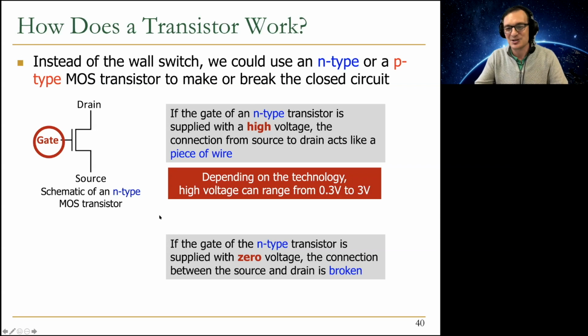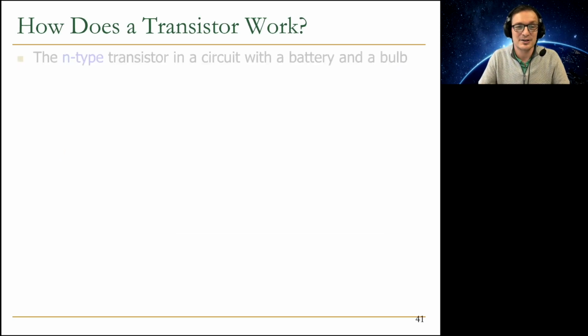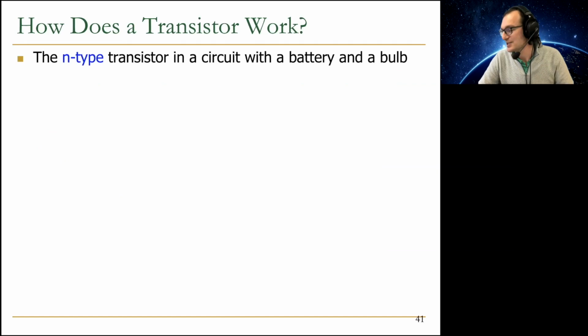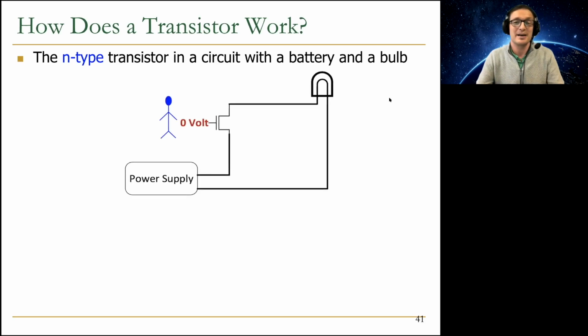Okay, and today is actually a very, very exciting time to see many different types of transistors. So that's it. Let's take a look at how this operates. Hopefully it's already clear, but let's take a look at how this transistor operates in our little circuit that I showed you over here: the N-type transistor in a circuit with a battery and a bulb.